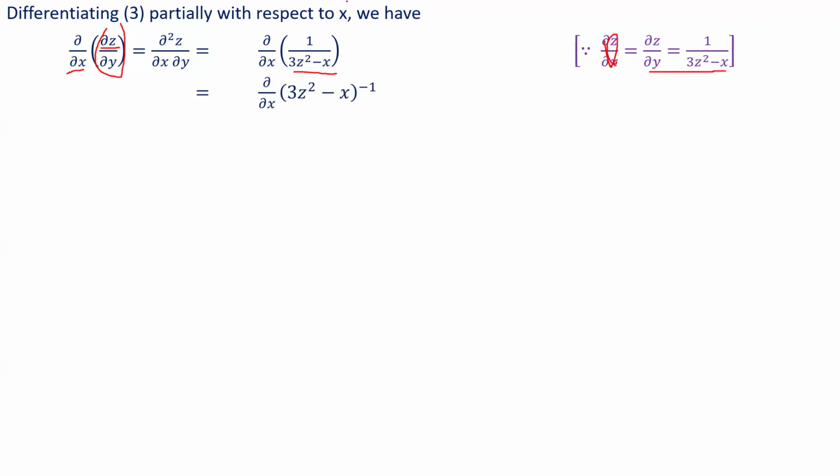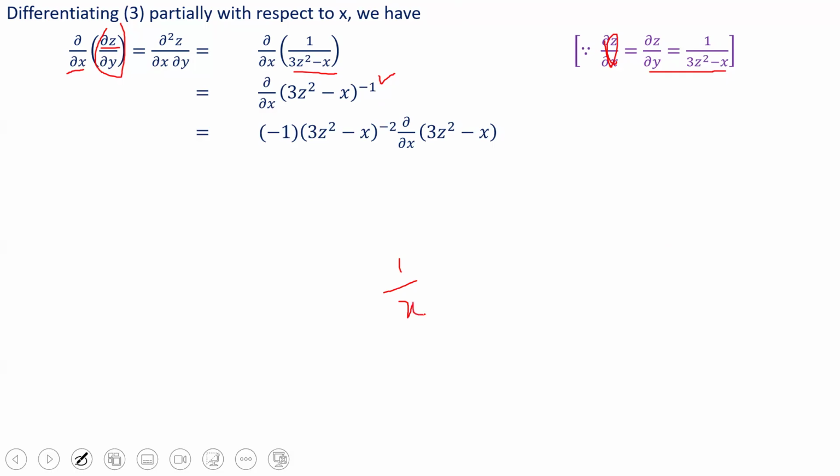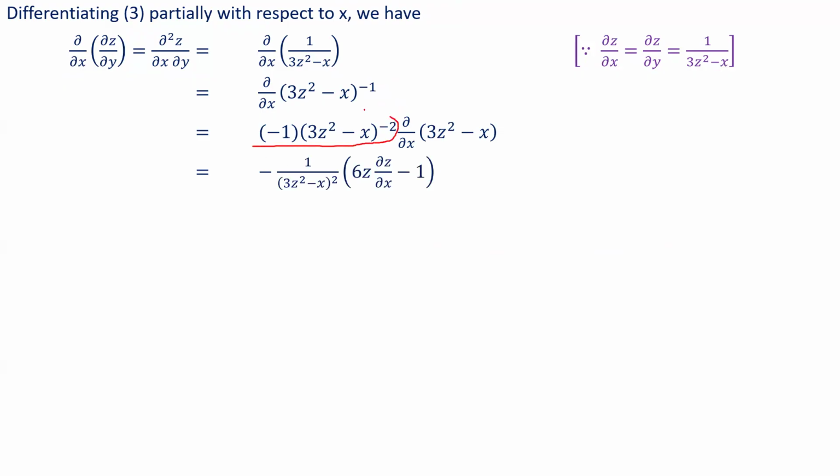So we can write down 3z square minus x whole to the power minus 1. In the last example we have already seen that the derivative of 1 upon x with respect to x is nothing but minus 1 upon x square. So here, minus 3z square minus x to the power minus 2. Again the derivative of 3z square minus x with respect to x, so this can be written as minus 1 upon 3z square minus x whole square. Now the derivative of 3z square is 6z, and again the derivative of z is del z del x, and the derivative of x is 1.